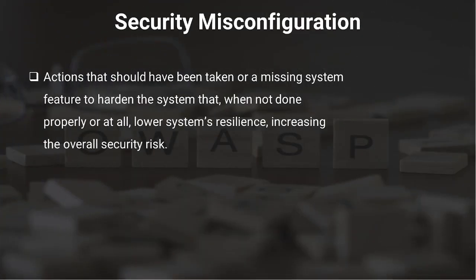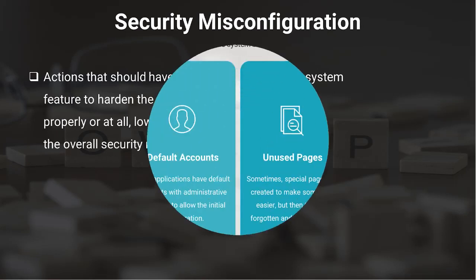Security misconfiguration is a very broad category. By definition, a misconfiguration is an incorrect or inappropriate configuration. But security-wise, these incorrect or inappropriate configurations lower system resilience, increasing the overall security risk. Things like enabled directory listing, publicly accessible system logs, or unhandled errors with overly informative messages fit in this category. All of them tend to give attackers insights about system internals, making further exploitation easier.